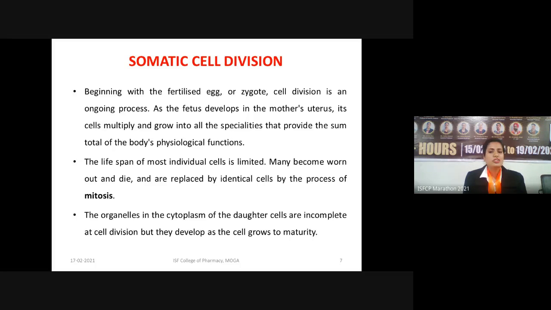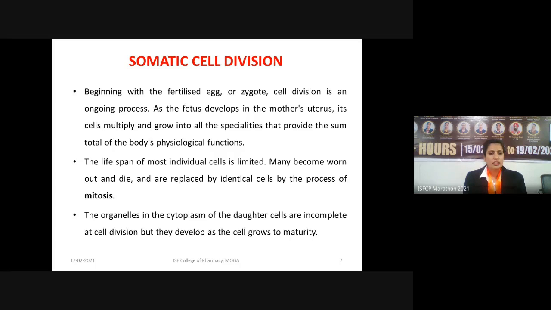which together provide the body's total physiological functions. The lifespan of every cell is very limited. Every cell becomes old and has to die after some time. So the many cells which become worn out and die need to be continuously replaced by similar cells. And this process is known as mitosis.